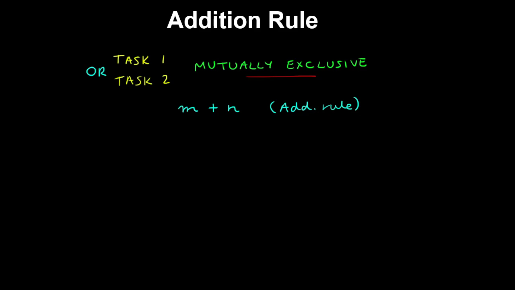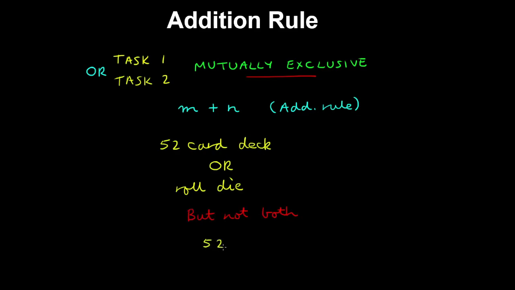So for example, the number of ways to choose a card from a 52 card deck or roll a die, so the keyword being or, but not both, is 52 plus 6, which is 58 ways to choose a card from the deck or roll a die and observe the number. So for the addition rule, or is a keyword you should look out for, because the tasks are mutually exclusive.